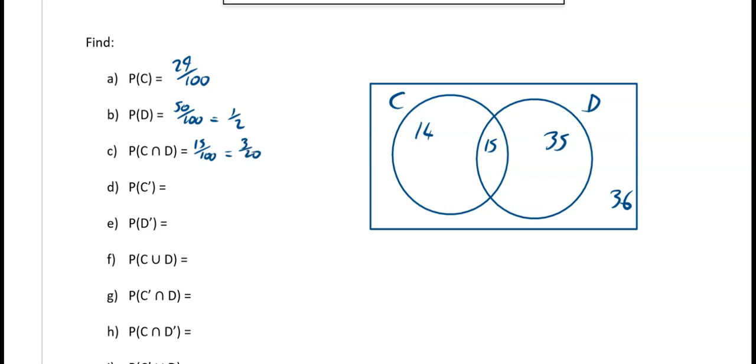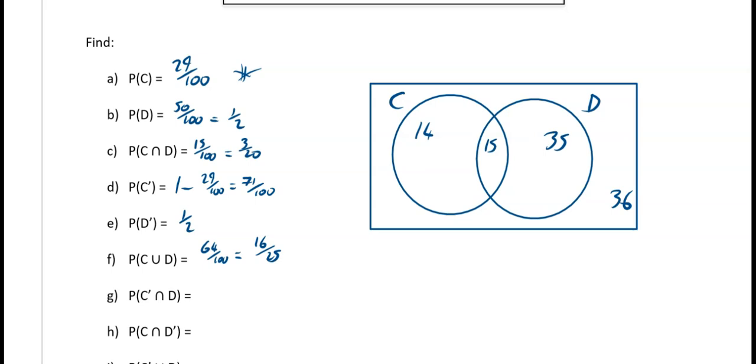Next one is not a cat. So not a cat, I can even do it a better way. We know up here probability of a cat is 29 out of 100. So it's going to be 1 minus 29 out of 100, which is going to be 71 out of 100. Not a dog is also going to be 1 minus a half, which is still going to be a half. Probability of a cat union dog is going to be 14 plus 15 plus 35, which is going to be 64 out of 100, which cancels down to be 16 out of 25.